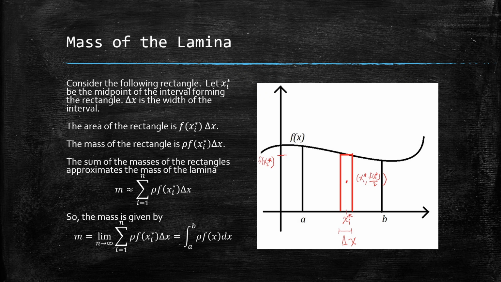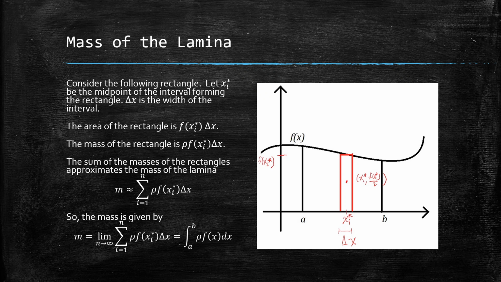Then first, for the mass of the lamina, let's consider the following rectangle, which we have in red in this picture. Let xi star be the midpoint of the interval forming the rectangle, where delta x is the width of the interval. The area of the rectangle is defined by the value of f at xi star times delta x, again the width of the interval or the rectangle. So the mass of the rectangle is rho times f of xi star times delta x.